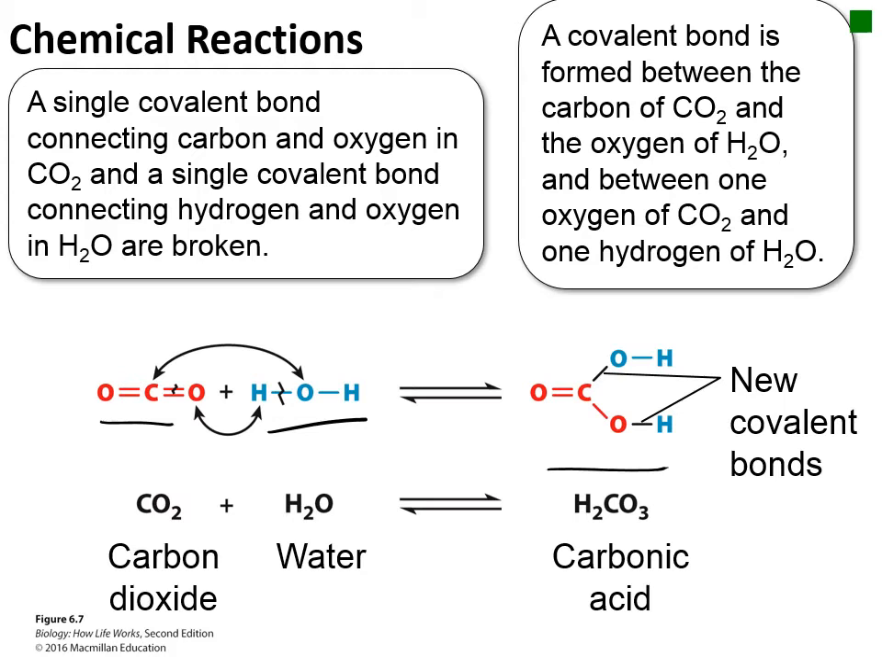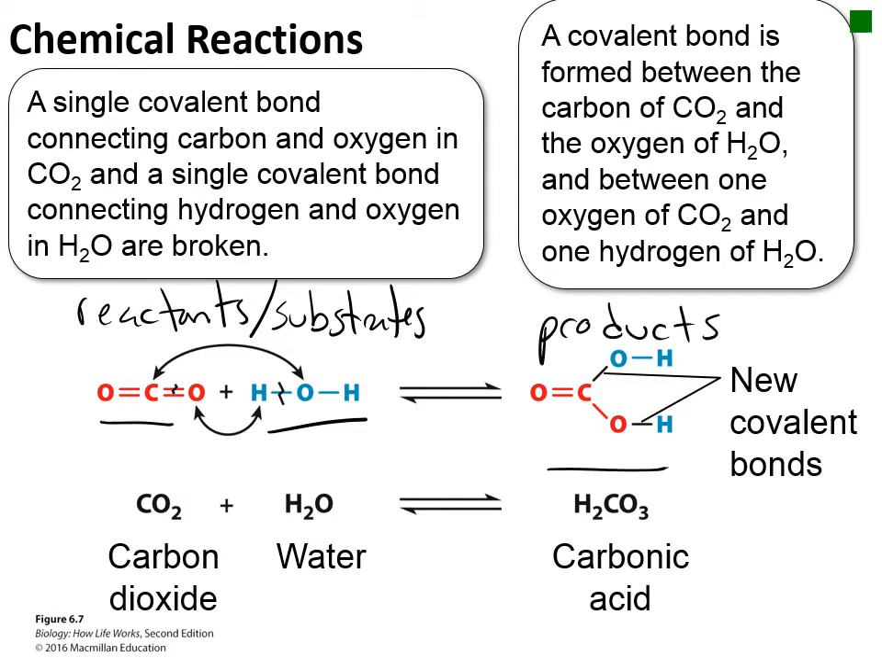In a chemical reaction, the molecules on the left of the arrow are called the reactants or substrates. And the molecules on the right are the products. This reaction also illustrates why carbon dioxide increases in the atmosphere. Aqueous environments like the ocean are becoming more acidic due to the formation of this carbonic acid.